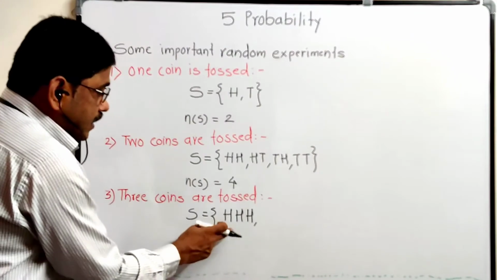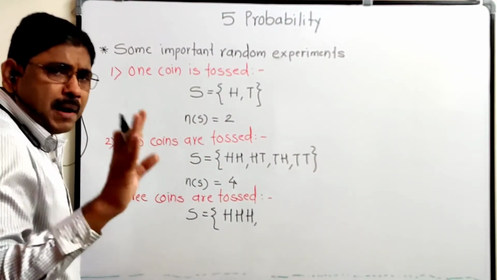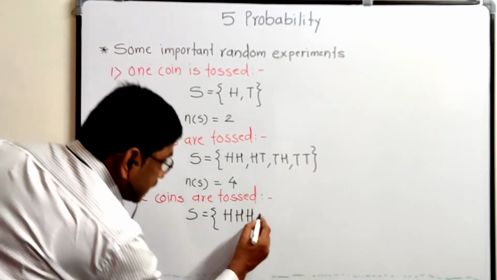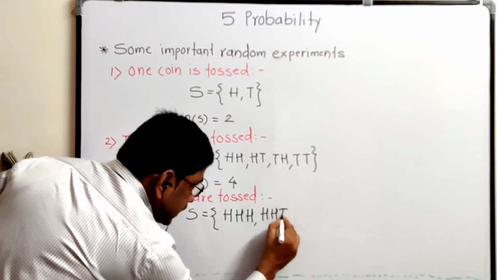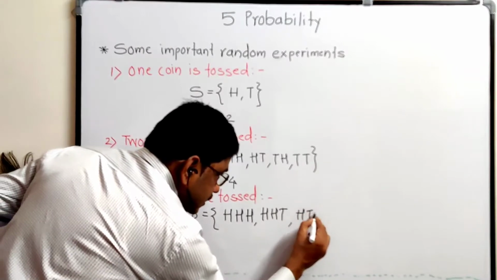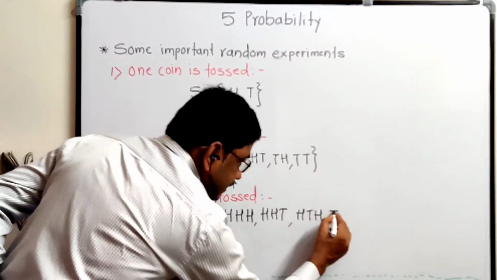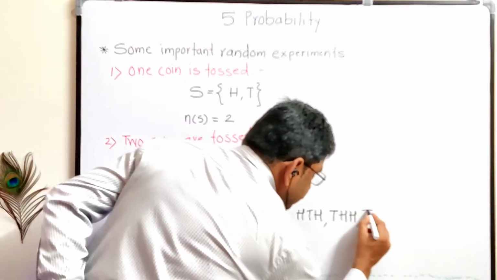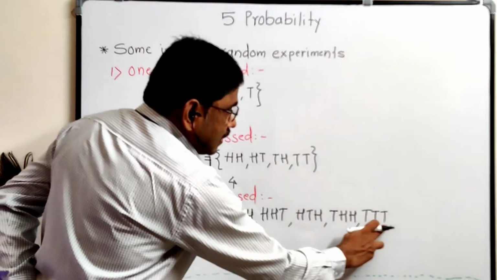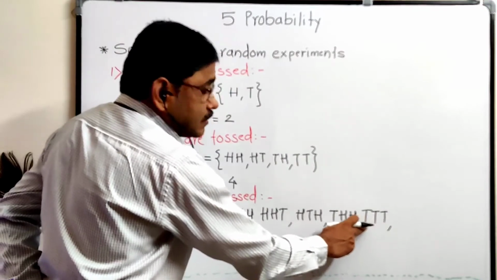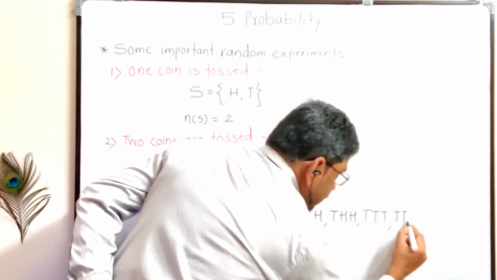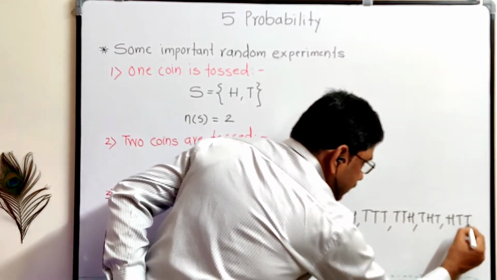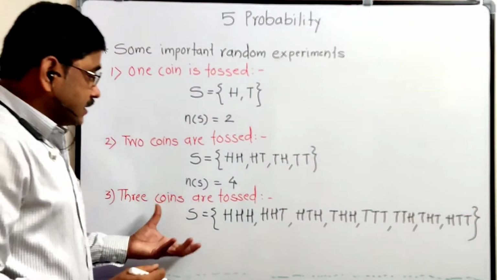Is it clear? See, first I wrote 3 H's; there is no need to memorize by heart. Then T in the last place, T in the middle, T in the first. So H H T, H T H, T H H. Then next is T. Same thing: write H in the last place, then H in the middle, then H in the first. So T T H and H T T. In this way we can write it for 3 coins tossed.